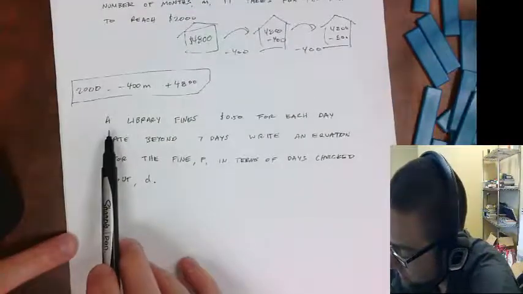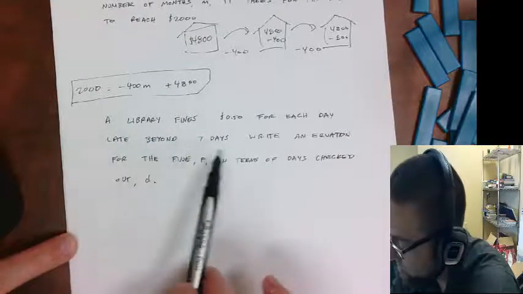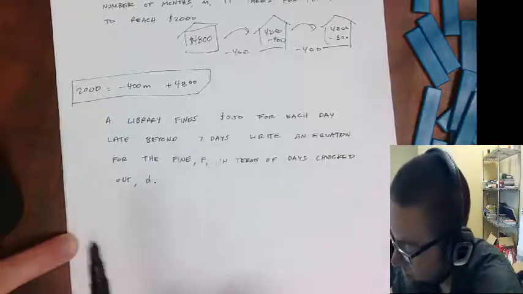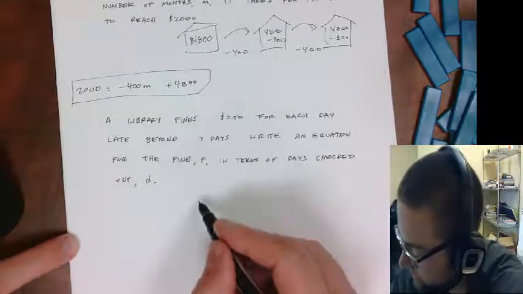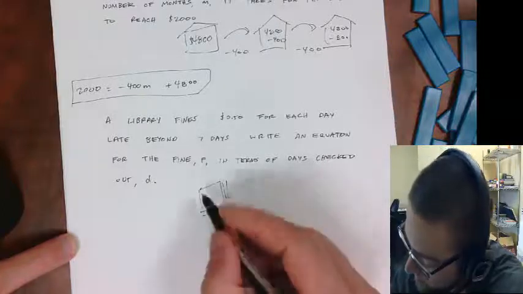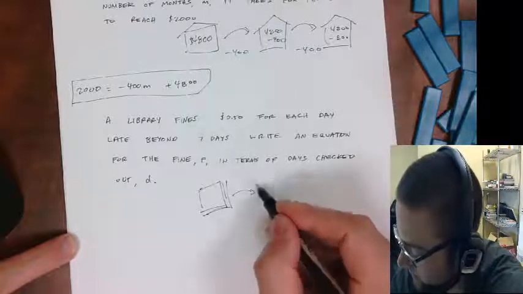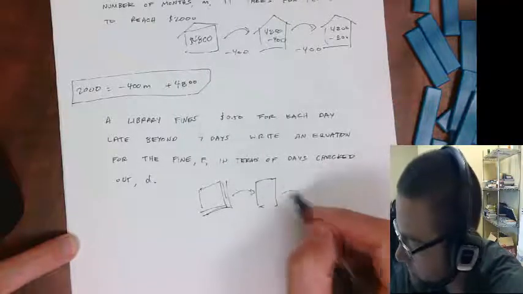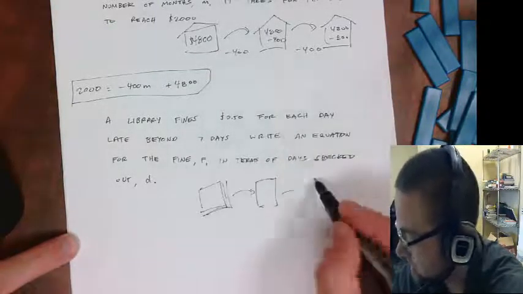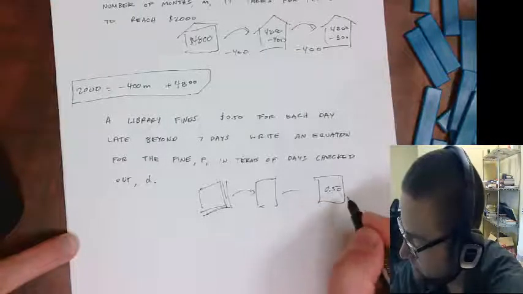Okay, up next. A library fines 50 cents for each day late beyond 7 days. Write an equation for the fine F in terms of the days checked out, D. So you check out a book, and you keep it for 1 day, then no fine, right? 2 days, no fine. 3 days. So actually, you have no fine for the first 7 days, and then all of a sudden on day 8, you get a fine of 50 cents, right?